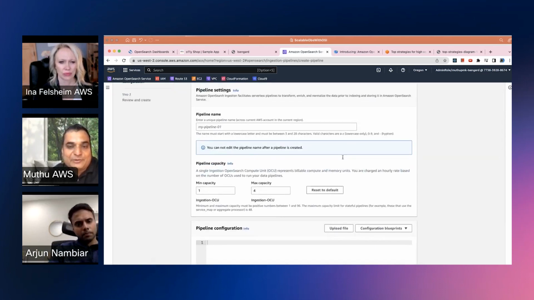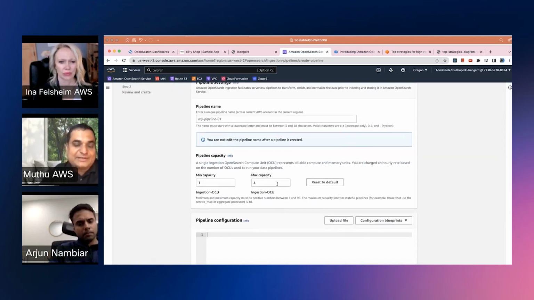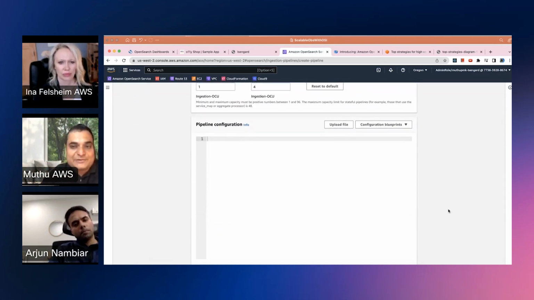When you create this pipeline, you can name it, and as Arjun mentioned, you can set your OCU scale from minimum to maximum, and OpenSearch ingestion automatically scales it based on different factors whenever you send data to it. So it is serverless, managed, easy to scale. One of the things I want to draw your attention to is the configuration blueprints, because this helps you get started very easily, very quickly with a couple of buttons.